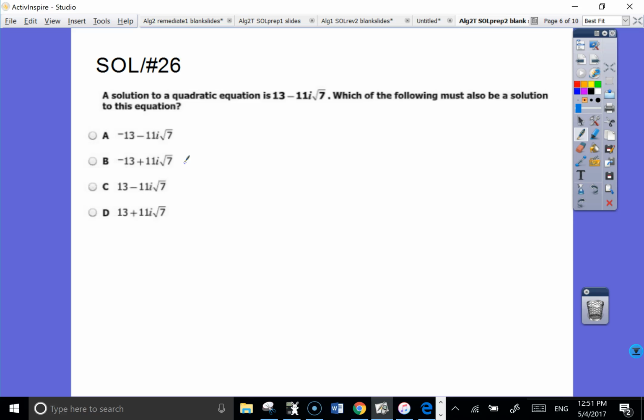Okay, this is the part you've got to keep in mind. The word is conjugates. If one conjugate is a solution, the other has to be a solution. What is the conjugate to 13 minus 11i root 7? 13 plus. You just change the sign in the middle to a plus. So essentially there are two solutions, and they are 13 plus or minus 11i times the square root of 7.